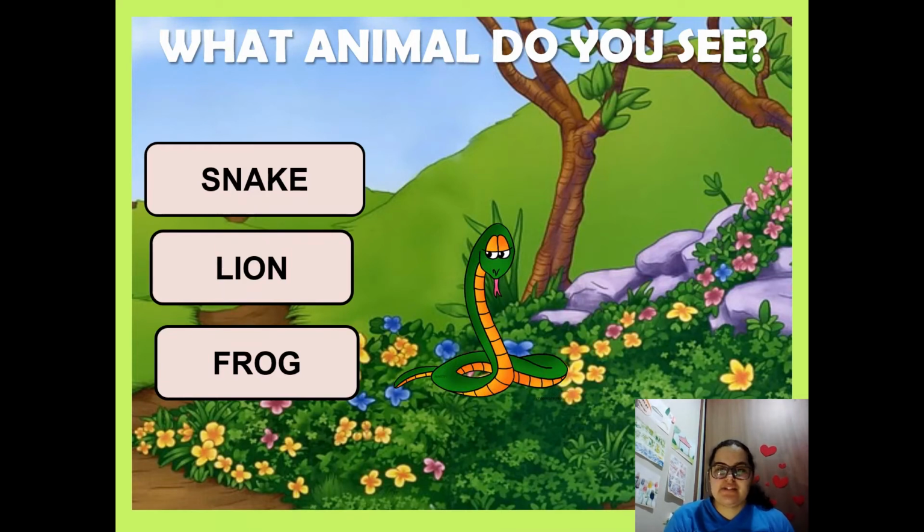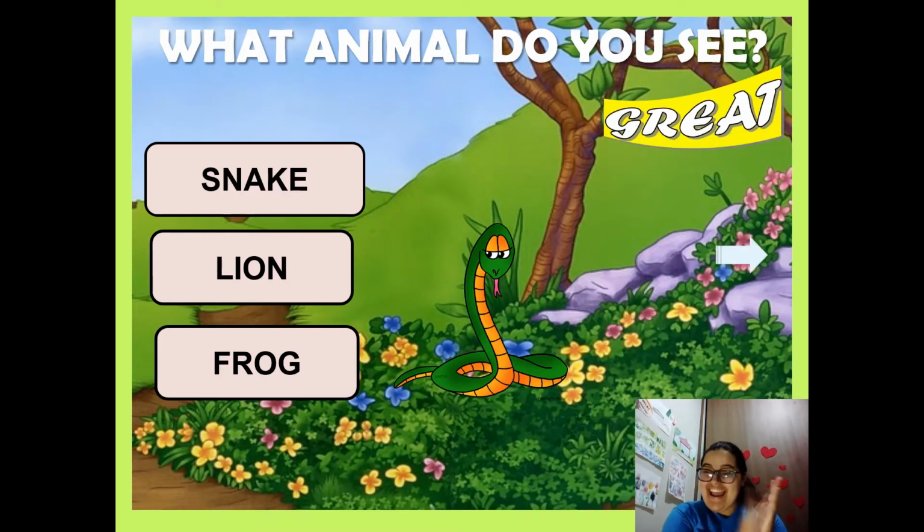What animal do you see? What is this, guys? It's a frog, rabbit, a lion, or a snake. A lion? No, it's not a lion. No, it's not a frog. Oh, it's a snake. So let's see. Yay! It's a snake. Let's go.